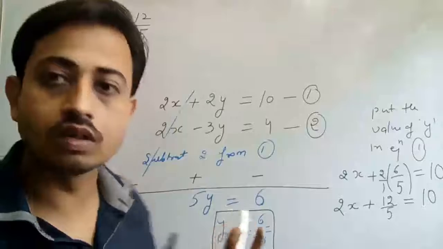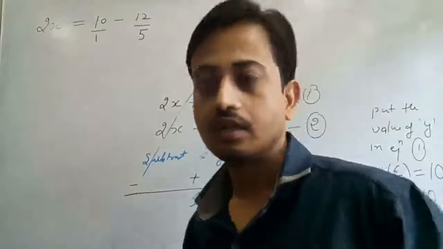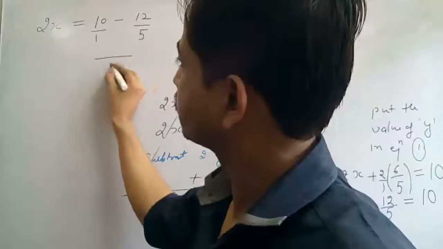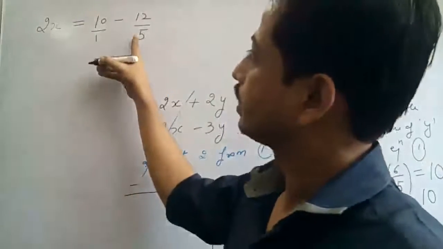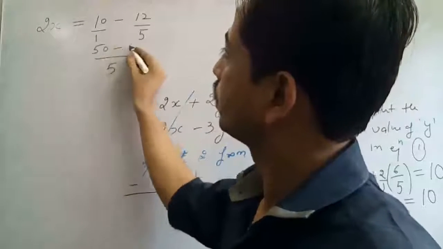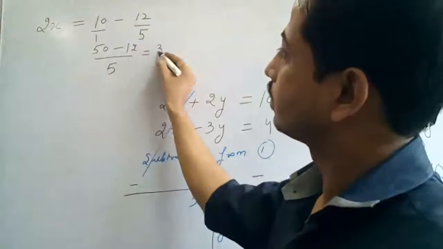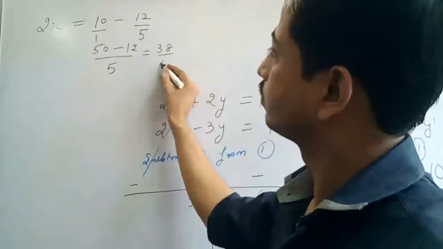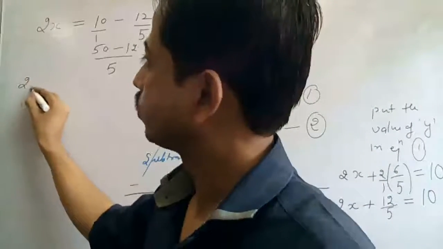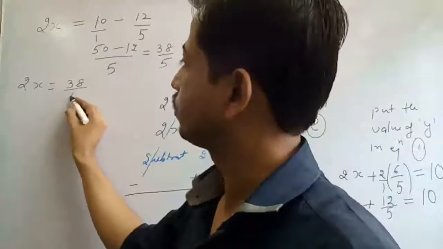How do we solve? We have to make 10 also a rational number and take the LCM. What's the LCM for 5 and 1? It is 5. So do multiply. 10 into 5 we get 50, minus 1 into 12 we get 12. What's the value? We get 38 divided by 5. Now further solving, we get 2x is equal to 38 by 5.